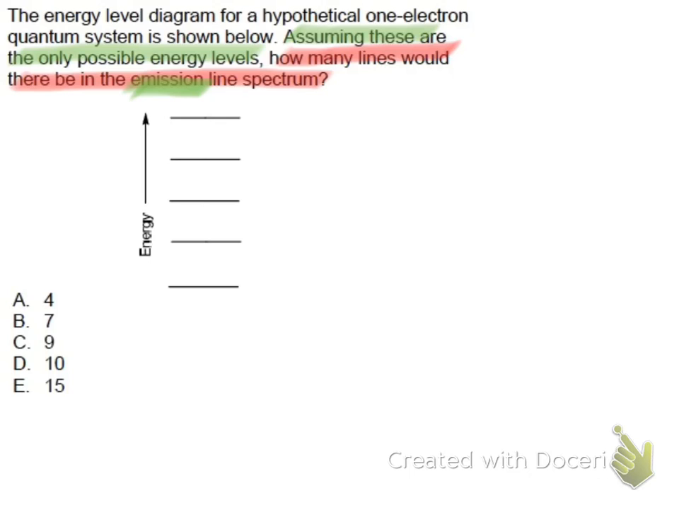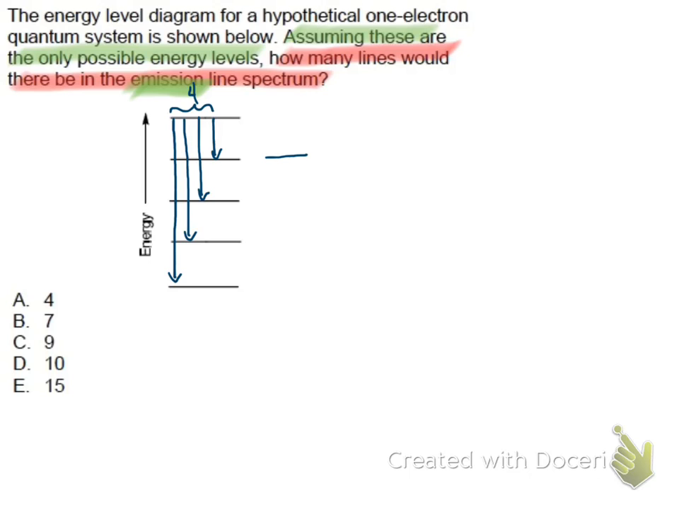Okay, so if I were solving this problem, then I would just start methodically. Let's start with a transition from the top most level. We could go from the top all the way to the bottom, or the top to the second, or to the third, or to the fourth. Let me draw that right for a second. Okay. So, from the topmost level, we have 4 transitions. We don't draw any arrows going up because that would be an absorption.